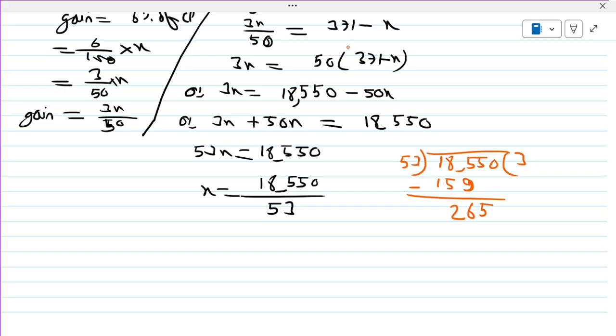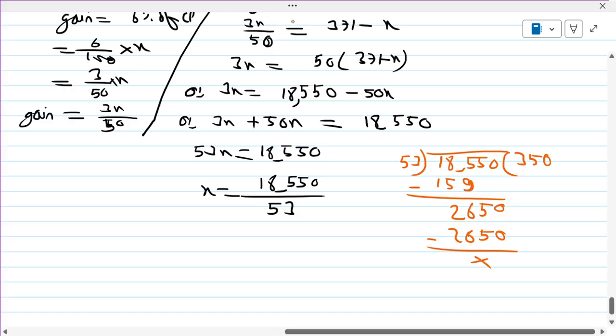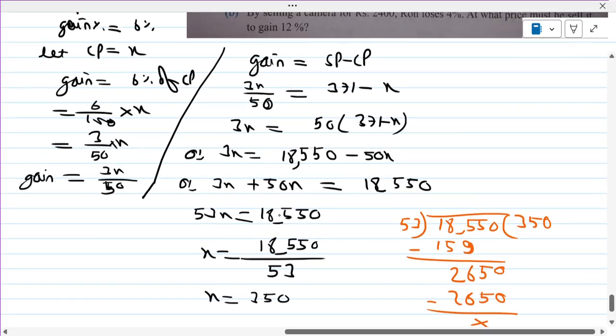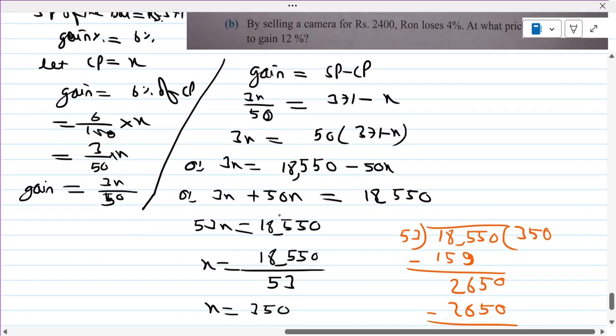So 265 we consider as 250. 53 considered as 50, so 50 5 times is 250, so obviously it will go 5 times. 5 3s are 15, then 5 5s are 25, and 1 more makes 26, so it's intact, right? Then bring 0 down, so 0 here also, and it's done. So the value of X we got is 350. So the cost price of the bat is 350.